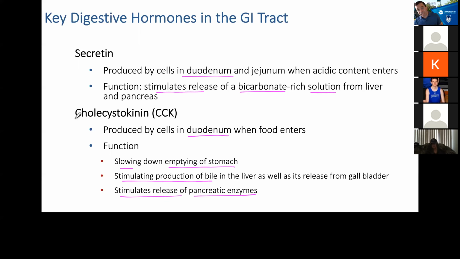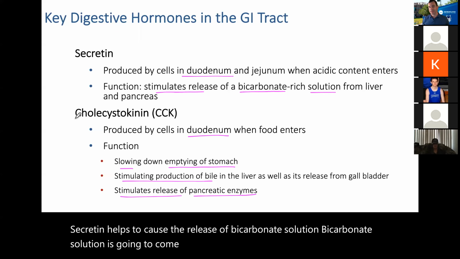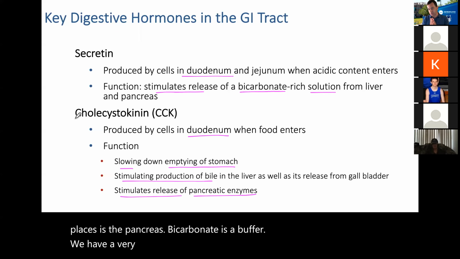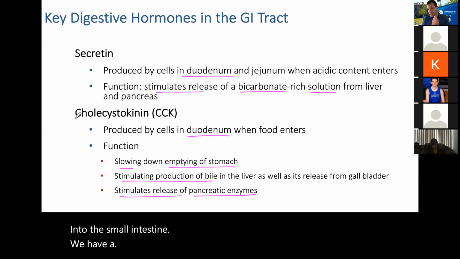Secretin does one major important thing. Secretin helps to cause the release of bicarbonate solution. Bicarbonate solution is going to come from a couple different places. One of the bigger places is the pancreas. Bicarbonate is a buffer. We have a very high acidic material coming from the stomach into the small intestine. We have a major need to buffer that material.